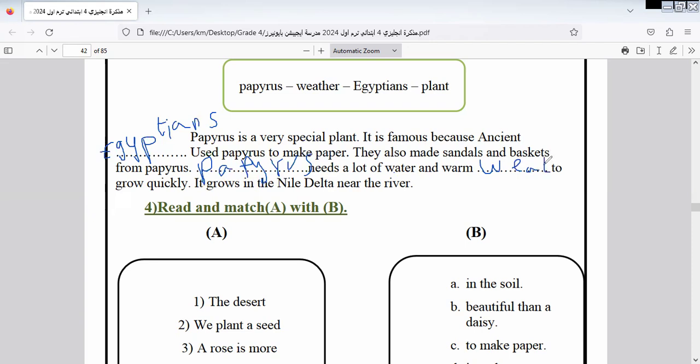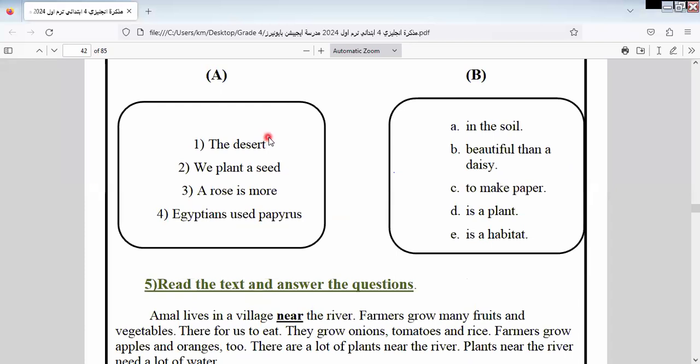Okay, I think we will return to the video. This warm weather helps it grow quickly. It grows in the Nile Delta near the river. Let's continue the rest of the exercises related to this unit. The desert is a habitat. So I select this one.